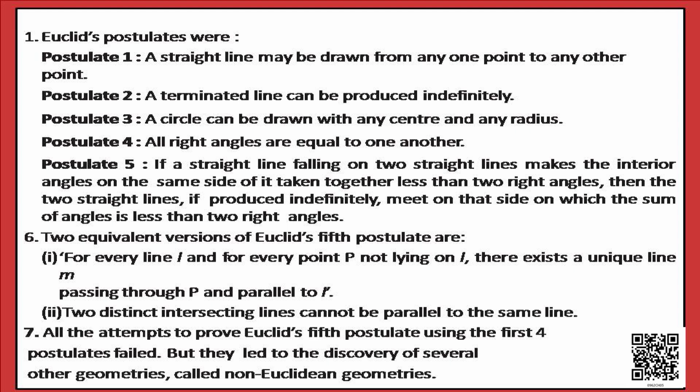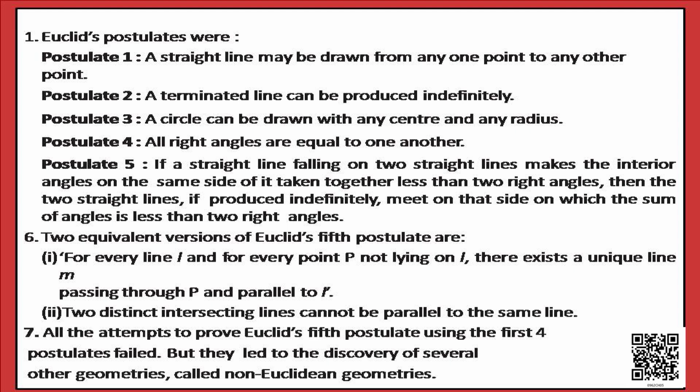Postulate 5: if a straight line falling on two straight lines makes the interior angles on the same side of it, taken together, less than two right angles, then the two straight lines, if produced indefinitely, meet on that side on which the sum of angles is less than two right angles. Summary 6: two equivalent versions of Euclid's fifth postulate are: first, for every line L and for every point P not lying on L, there exists a unique line M passing through P and parallel to L. Second, two distinct intersecting lines cannot be parallel to the same line.